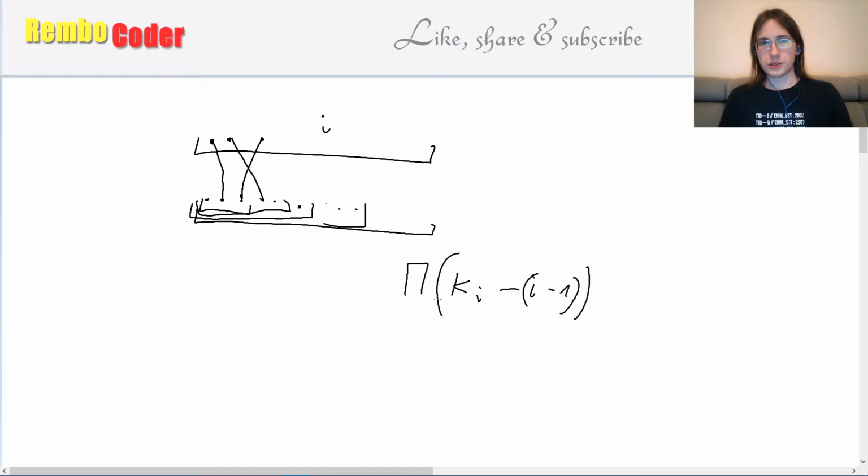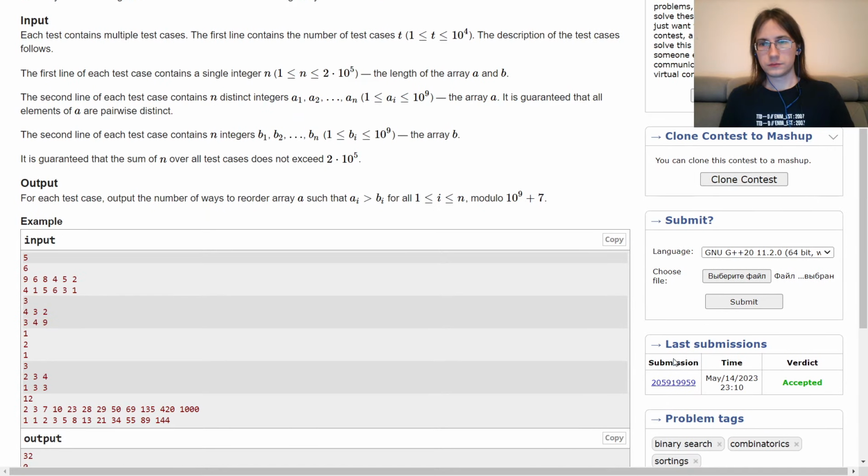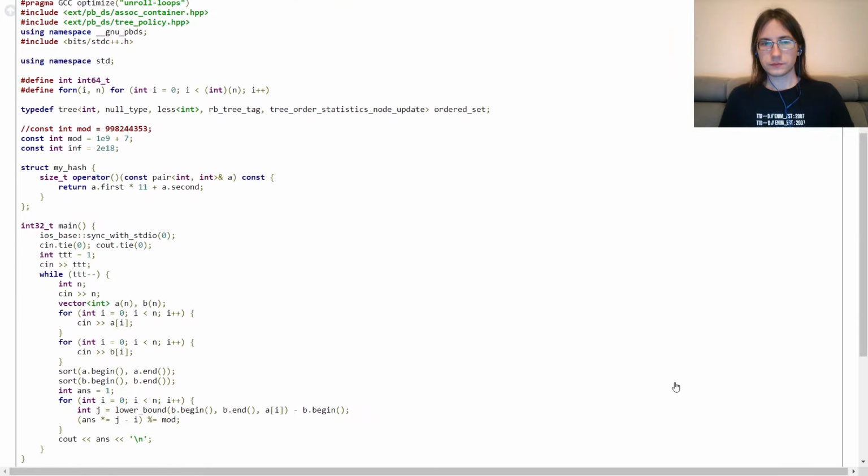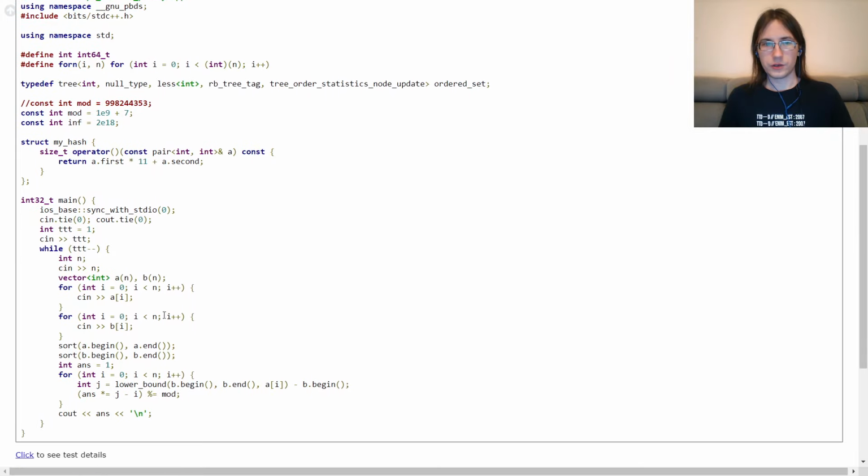So let's look at the implementation. I read the two arrays, sort them, and for each value of the first array, I find the number of matching values of the second array, the values that are less than it. And I multiply the answer by this number minus i. It differs from the formula I've written because here I use 0 indexation instead of 1 indexation. Then I output the answer.